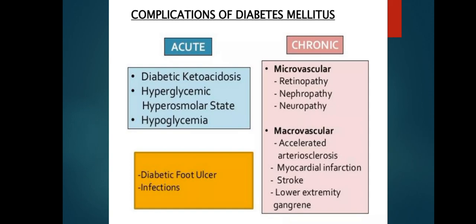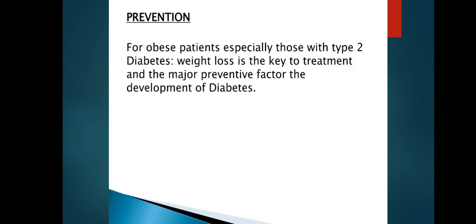At macrovascular level, arteriosclerosis, myocardial infarction, stroke, lower extremity gangrene will be formed, in chronic condition. These are all the complications faced by a patient with diabetes mellitus, either acute or chronic. Prevention. What will be the possible prevention for diabetes mellitus? For obese patients, especially those with type 2 diabetes, weight loss is key to treatment and the major prevention factor for the development of diabetes.